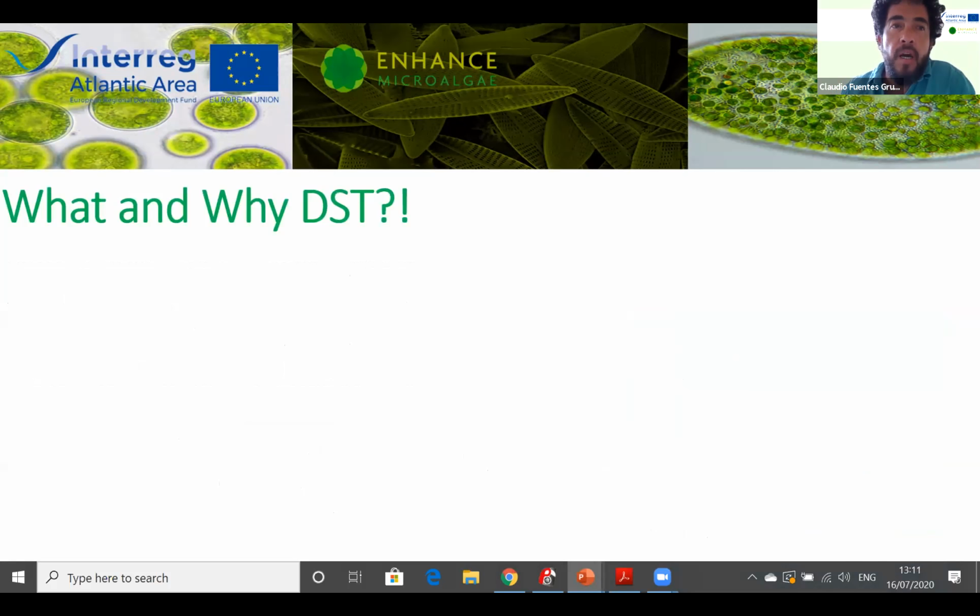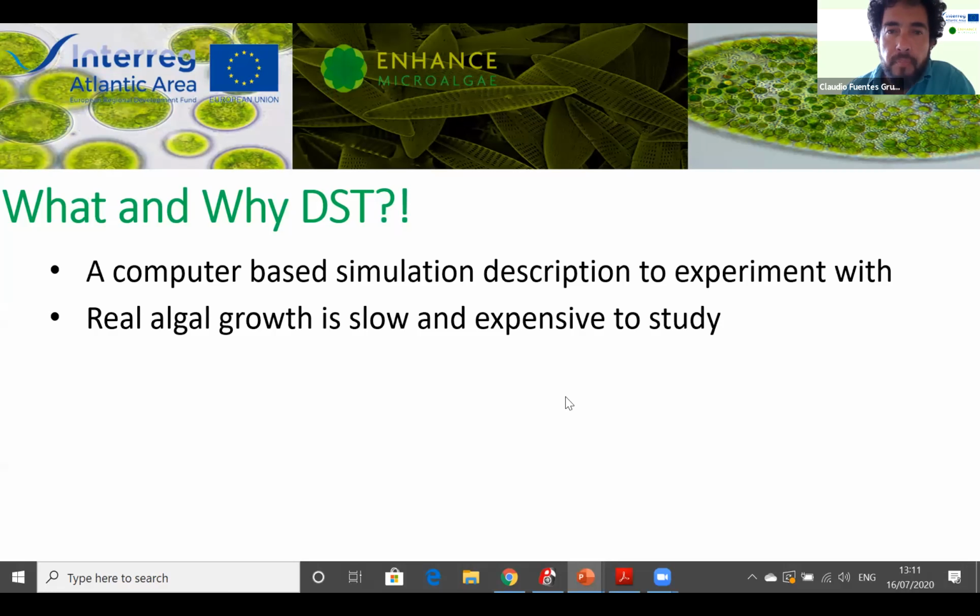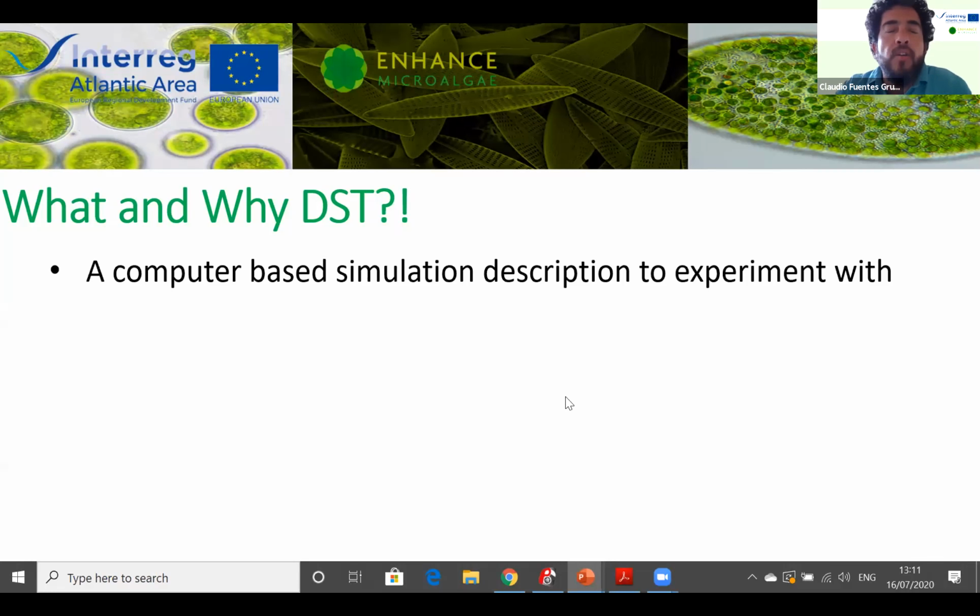All right, but what and why DST? This is a key question that we need to try to answer. Basically, DST is a computer-based simulation description to experiment with. So this is the main reason for a simulation or a DST tool, all right? So it's a simulation description.